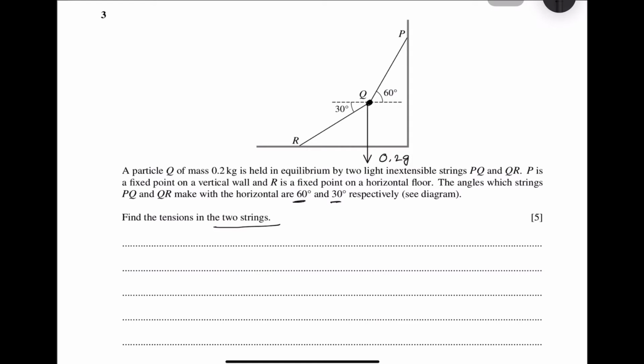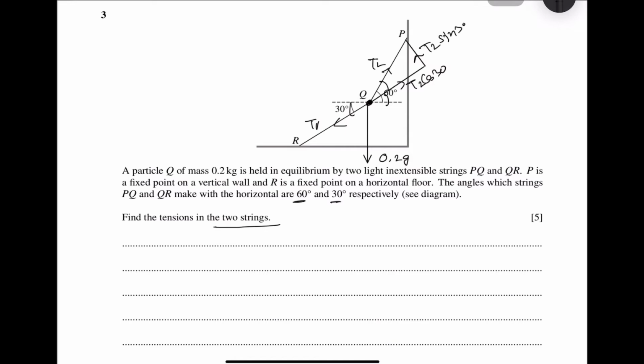So we can use Lami's theorem or any other way to solve it. Let me consider T1 and T2. I will suggest you resolve the forces in this direction and that direction, and it will be very helpful. This is 30 degrees, so this will also be 30, so the upper will be 30 degrees. That is T2 cos 30 degrees, T2 sin 30 degrees.